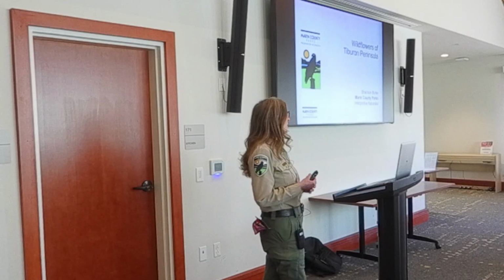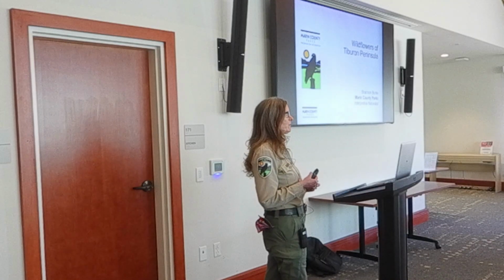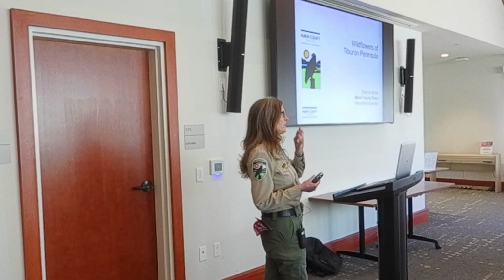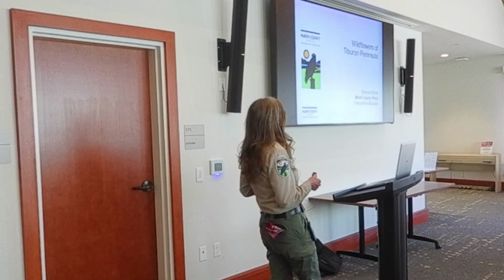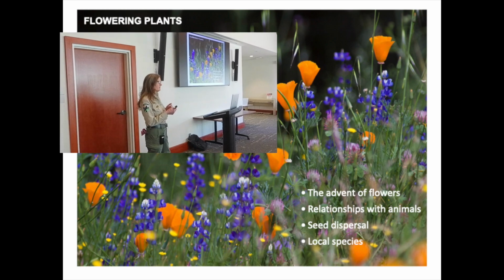So today we're going to concentrate on the wildflowers around here locally. Tiburon Peninsula has some really wonderful plants and some rare species, all of that. But first we're going to dive into some basics about plants. So we'll talk about the advent of flowers and how the world really dynamically changed with the evolution of flowering plants. We'll touch upon the relationships that plants and animals have, how they interact with each other. We'll discuss some of the strategies that plants use to disperse their seeds, and then we'll briefly touch on some of our local species. And I'll give some tips on how to identify them.